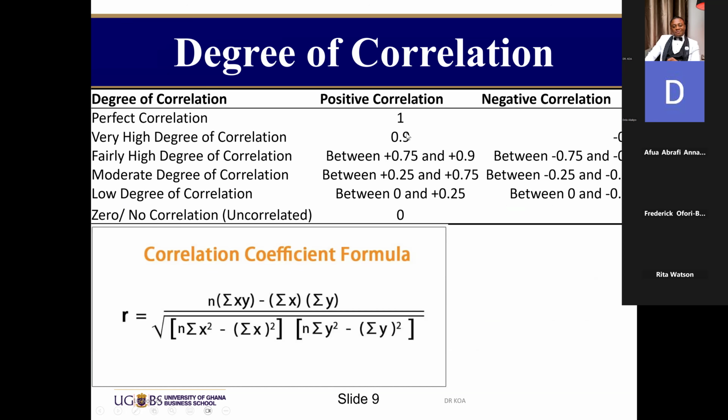Okay, whether it's positive or negative, perfect is 1. So normally, perfect, we don't even look at it. For example, the relationship between you and yourself is perfect. The relationship between your nose and your nose is perfect. So perfect correlation is not something we discuss, but we tend to discuss very high degree of correlation, fairly high degree, moderately high degree, low degree, and no correlation at all. So note this relationship. Even when you're writing your thesis, dissertation, or long essay, this is important. You will generate a correlation matrix.